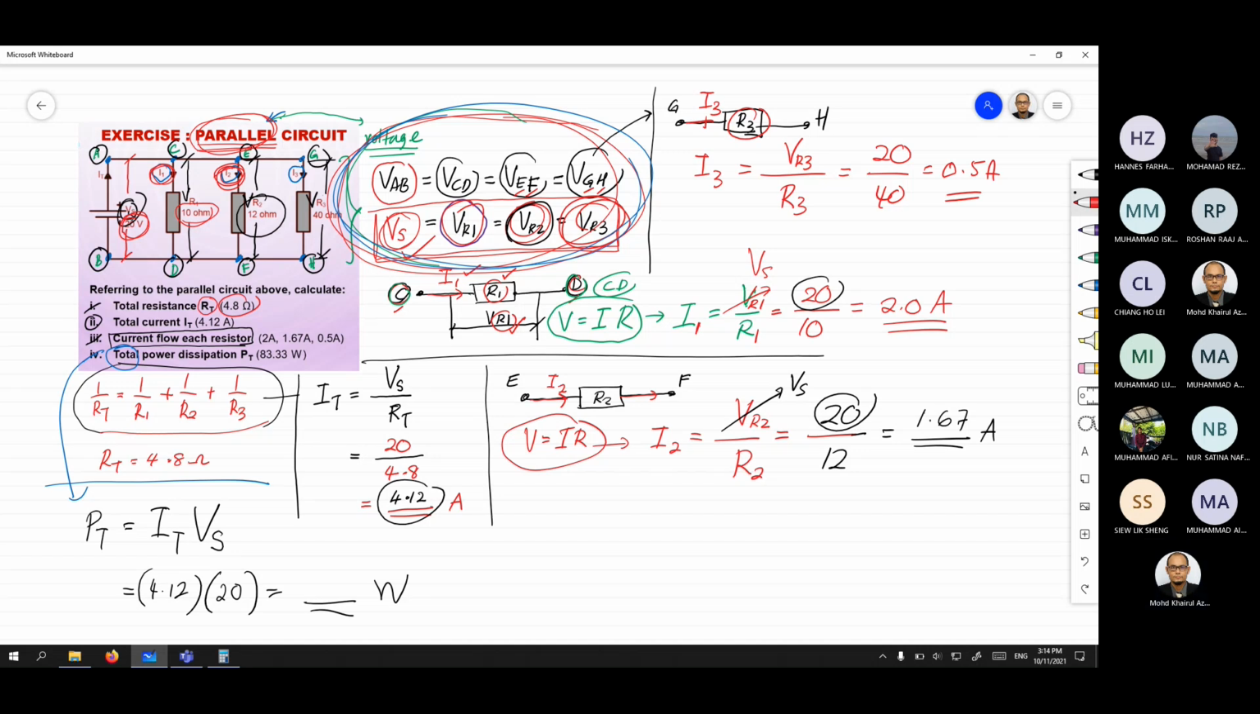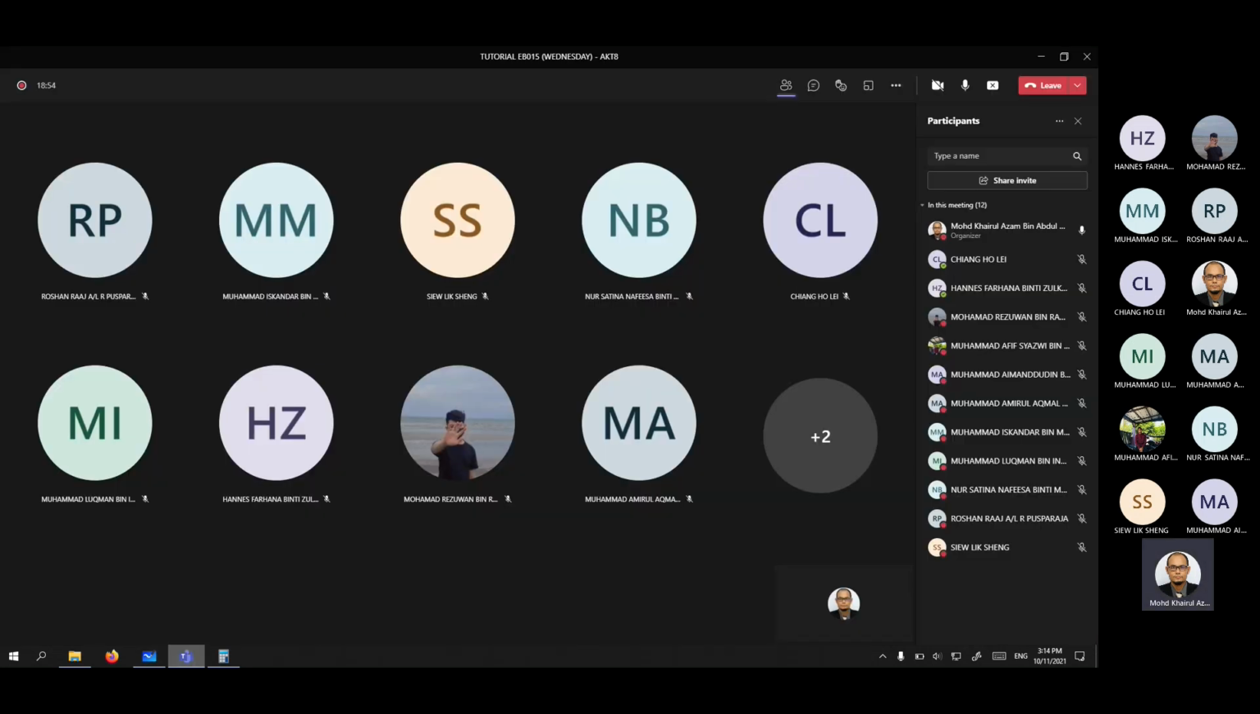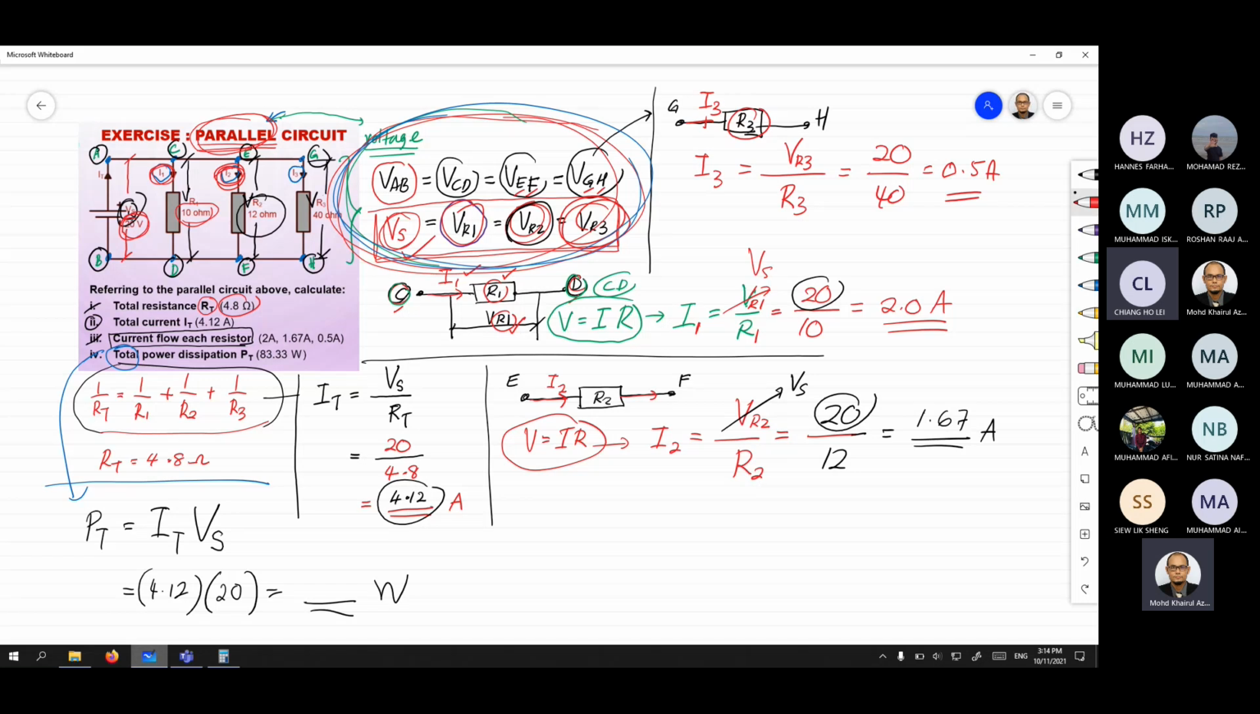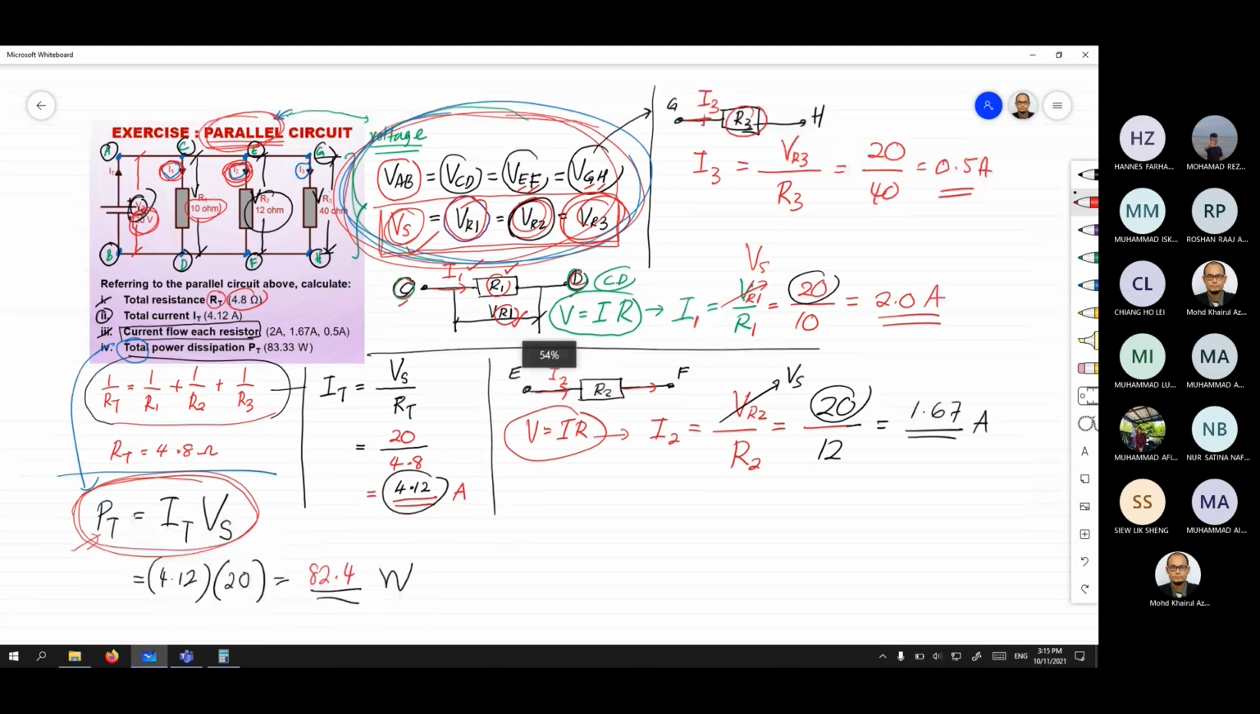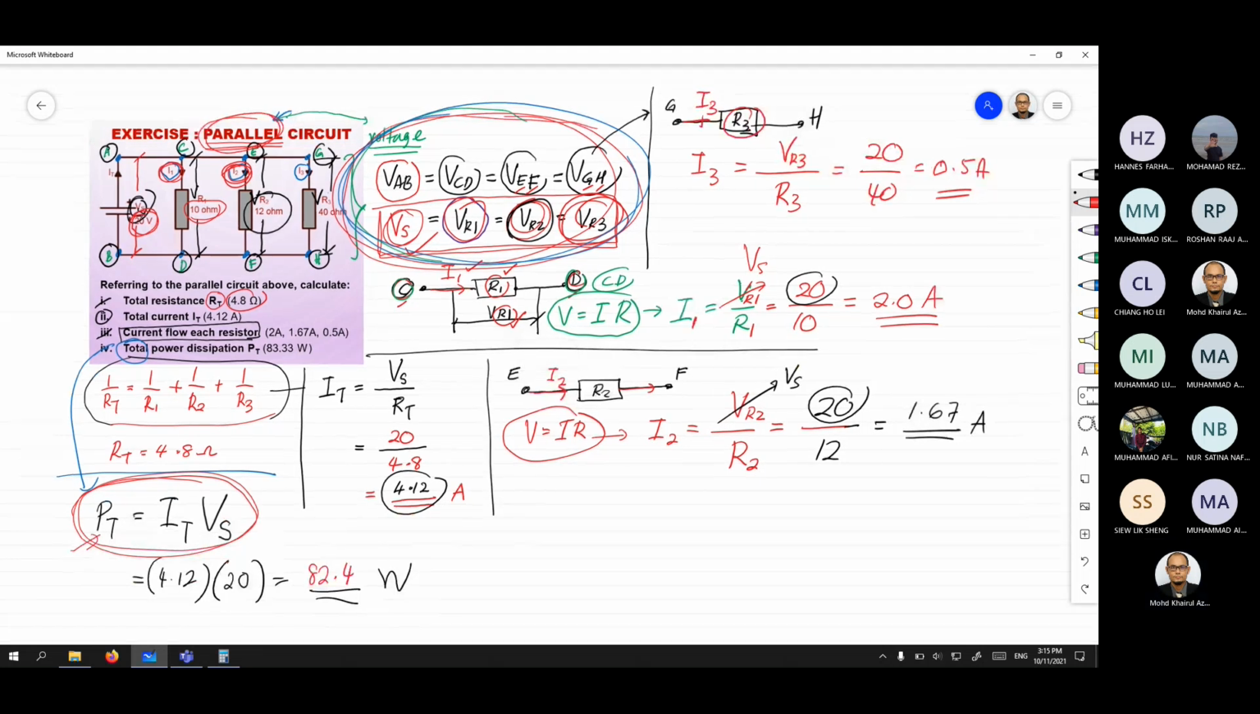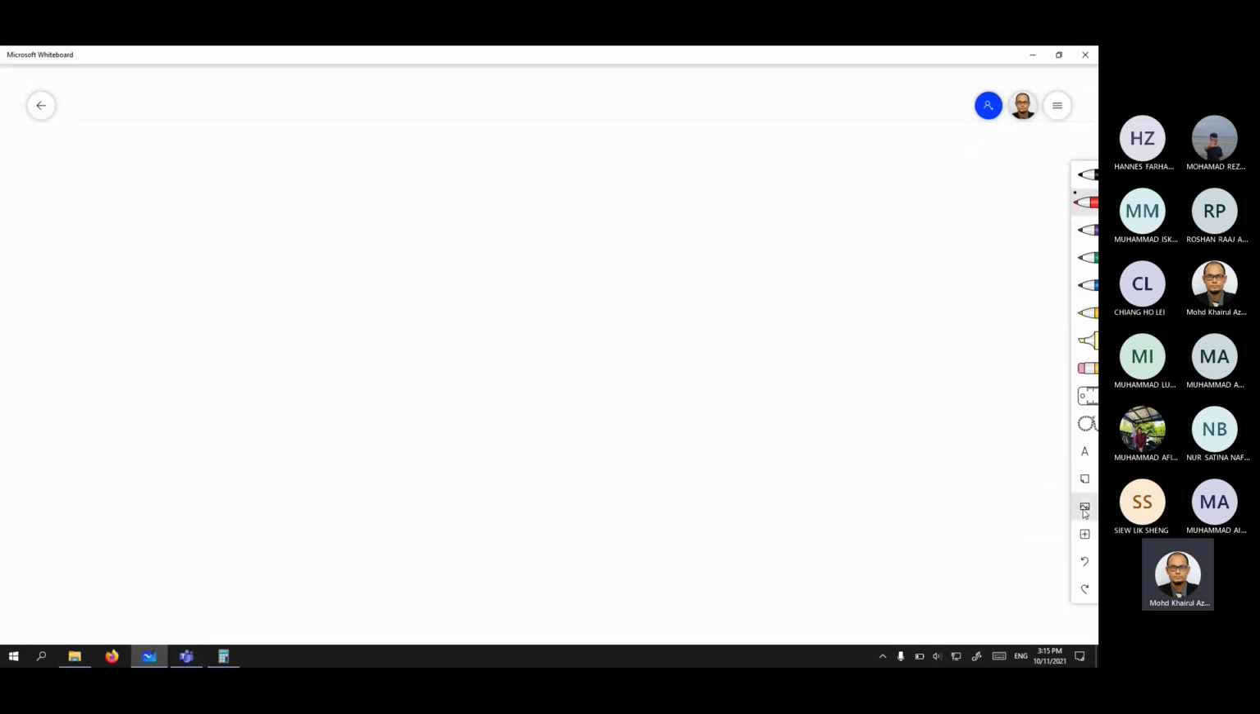How much? Not many are active, what's going on? Where is Chiang Holek? What is the value? 82.4. Is it? 82.4. Okay. But I hope that you understand how to use this formula in finding total power. Any question guys? Is parallel clear? Okay, if there are no questions, we continue with another example.